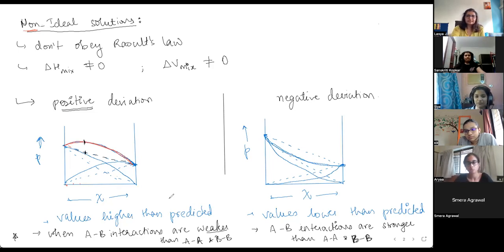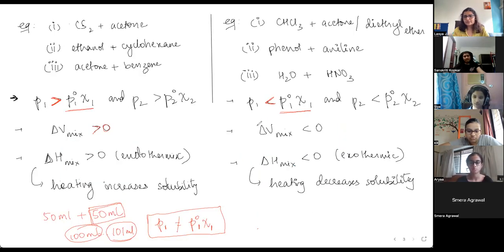Okay. Thank you. So same thing, opposite, in the negative deviation. Stronger interaction, they're held tighter. So if they're held by the solution, they can't escape easily. That's why measured values are lower than ideal. And delta V also, it's the same thing: they're held tighter together, so there's a slight contraction that is observed.